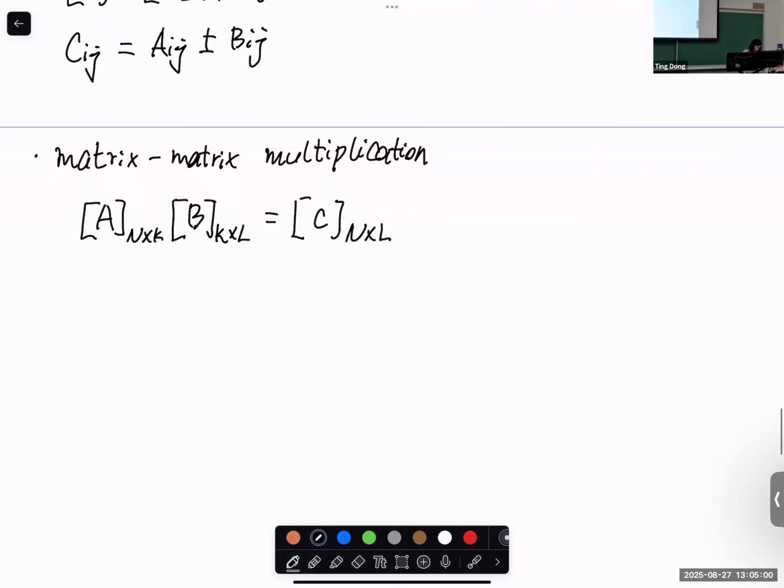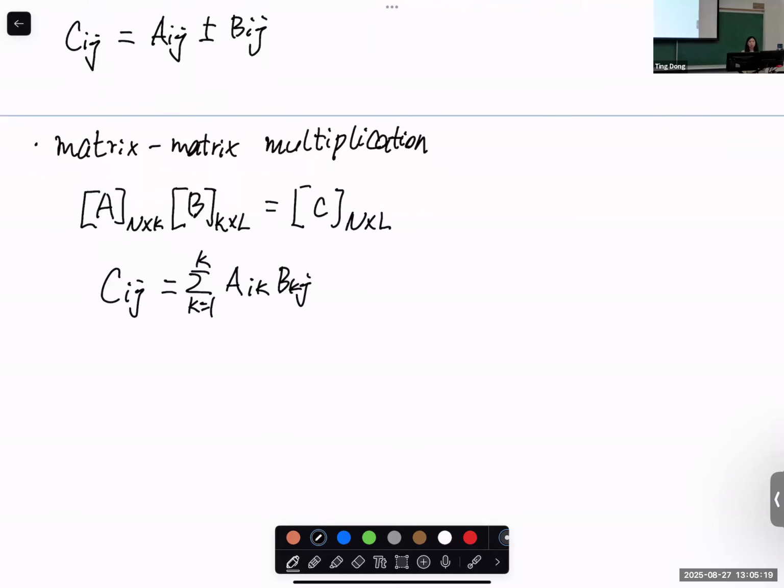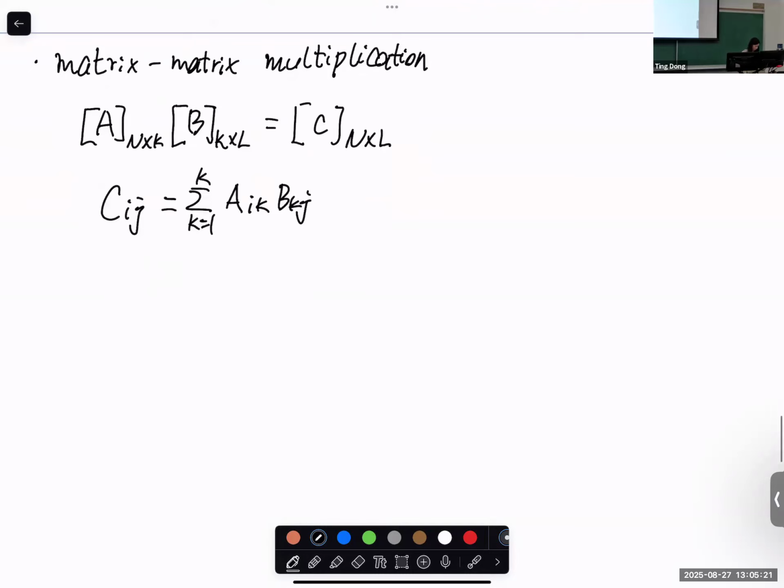And for the new component Cij in the C matrix, it should be the sum over k from 1 to K of A_ik times B_kj. Well, let's use a simple example to help you quickly understand what it means. So let's say I have a 1 by 2 matrix. Use a simple situation. And let's say the next one is 2 by 3.